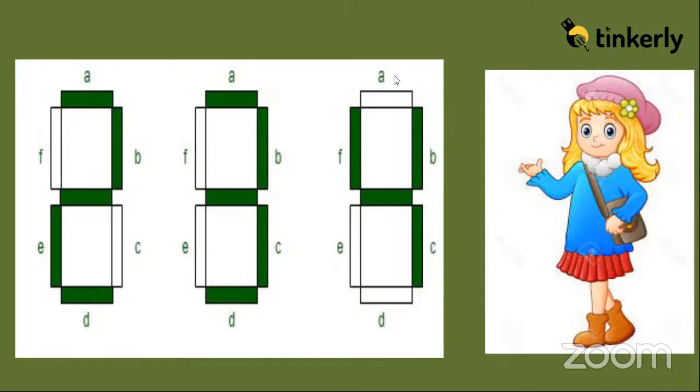Similarly, number four. The pattern is like this. For that, A will be low, B will be high, C will be high, D will be low, E will be low, F will be high, and G will also be high. So like this, we are going to get the four. Similarly, for 5, 6, 7, 8, and 9.